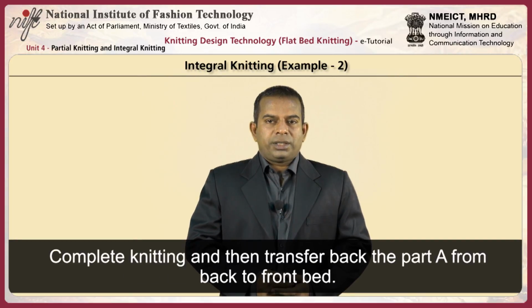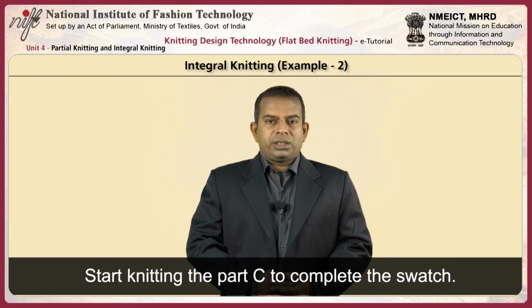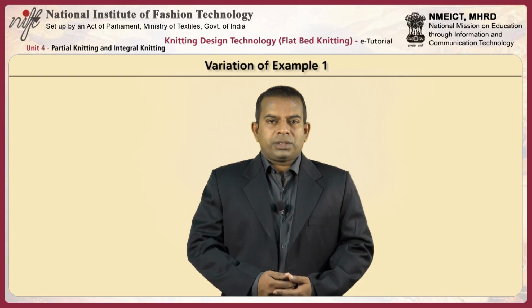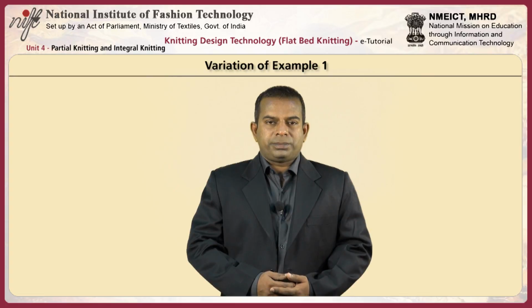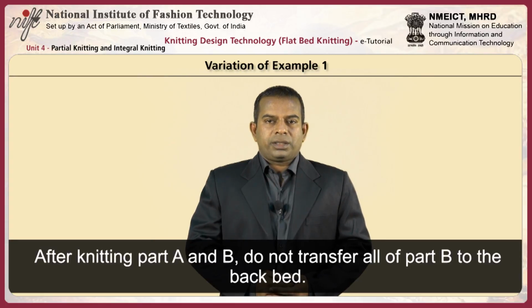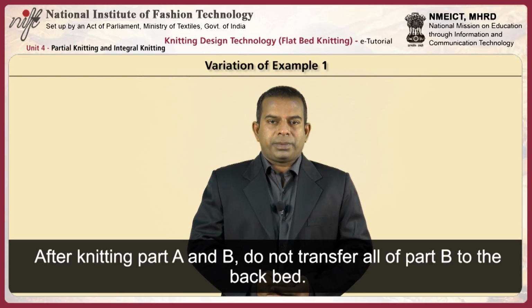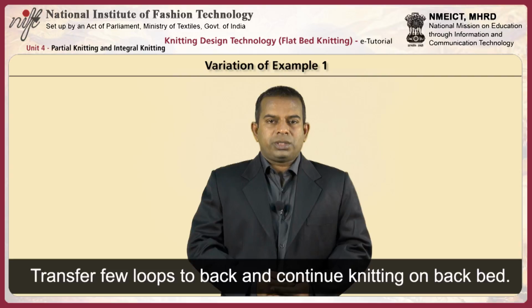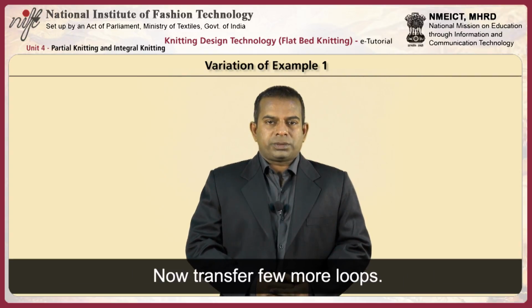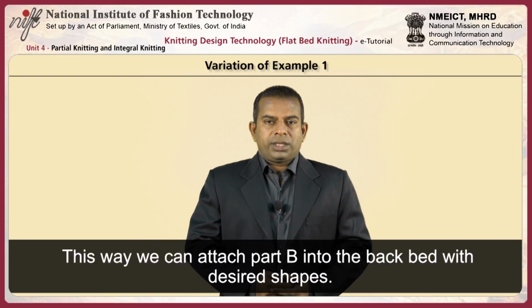Complete knitting and then transfer back the part A from back bed to front bed. Start knitting the part C to complete the swatch. Let us look at a variation of the first example. After knitting part A and B, do not transfer all the part B to the back bed. Transfer a few loops to the back and continue knitting on the back bed. Now transfer a few more loops. This way we can attach part B into the back bed with desired shapes.